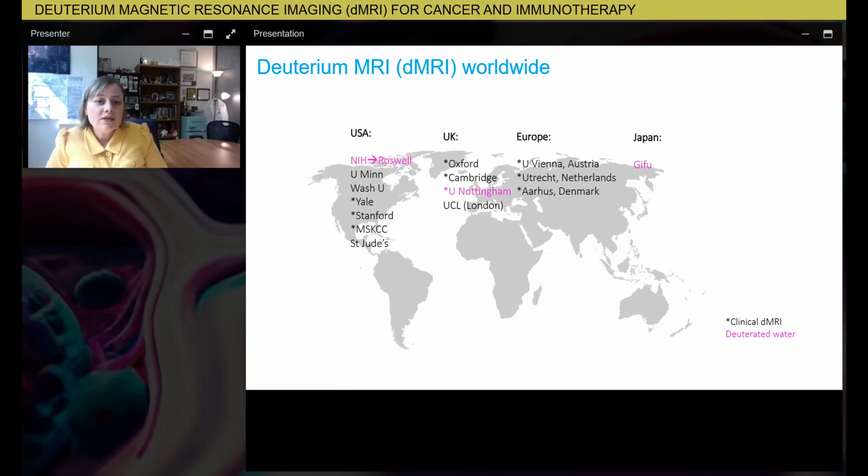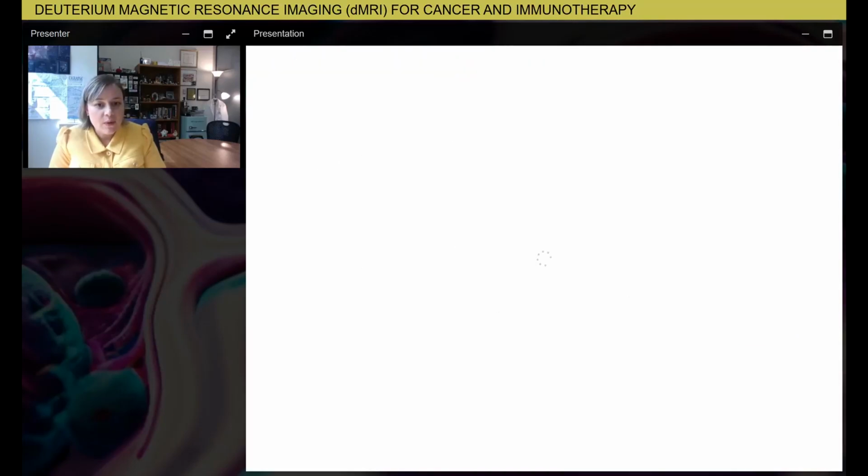So where is deuterium MRI available worldwide? It's not many places. And most of them are not connected to a cancer center where they have a volume of patients to treat. So I highlighted in pink here where deuterated water has been used, and anything that's starred indicates that it's been used clinically. So we're hoping to actually, I need to update the slide because the clinical trial for using deuterium MRI has been recently opened on August 8th, just a month ago.